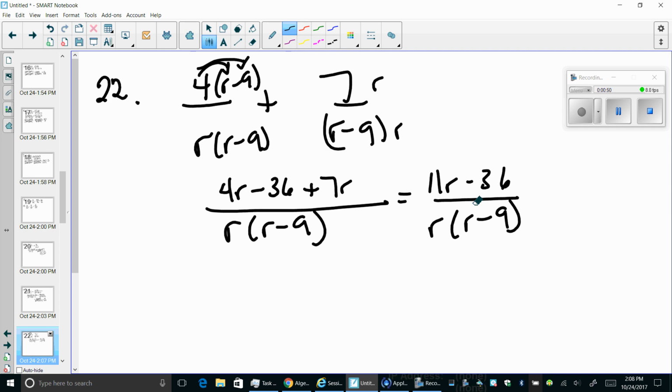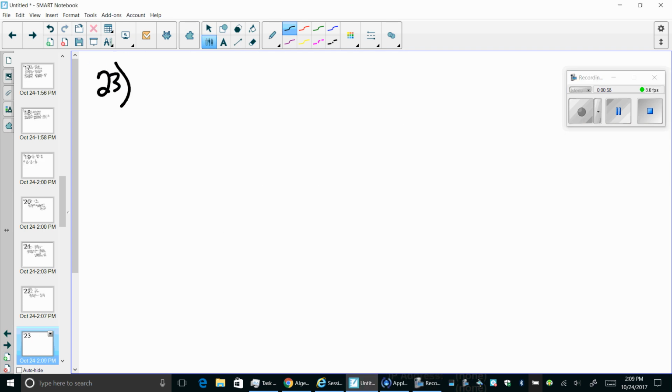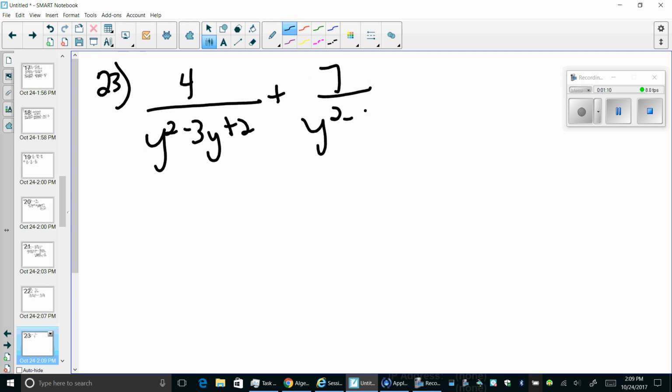Next one is problem 23. All right, number 23. It's 4 over y squared minus 3y plus 2, so you want to factor that, plus 7 over y squared minus 1. I want to factor that and see how these factors compare and what's needed to complete my least common denominator. For this first denominator, I know I'm going to have y and y. I need two numbers that multiply to give me a positive 2 and add together to give me a negative 3. And it'd be negative 2 and negative 1.